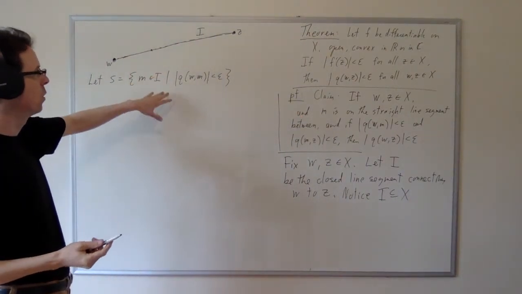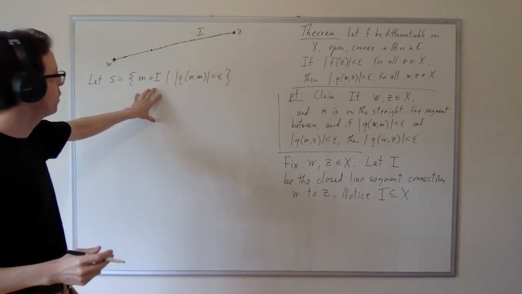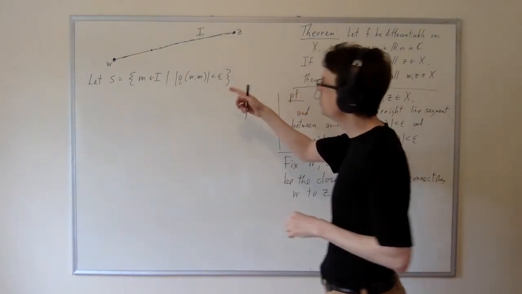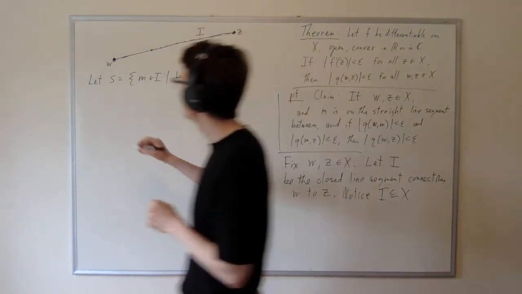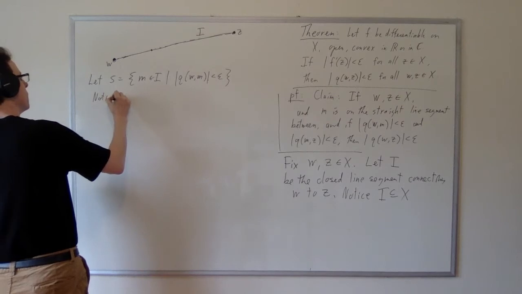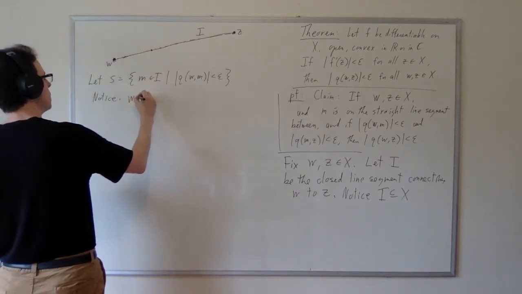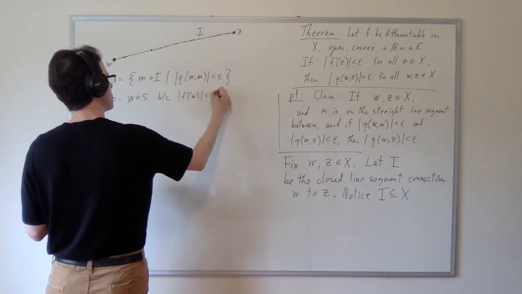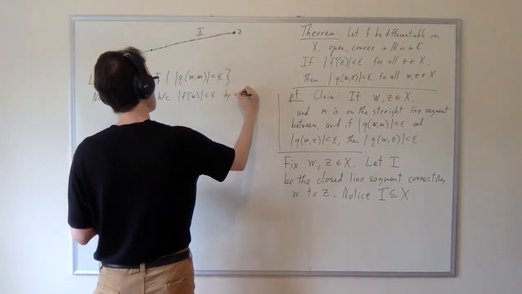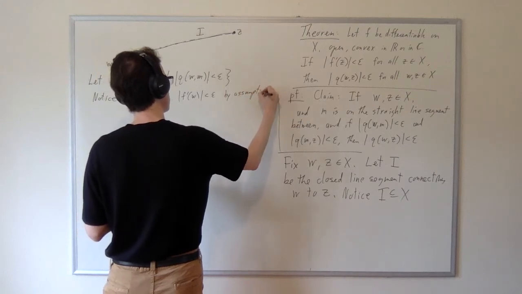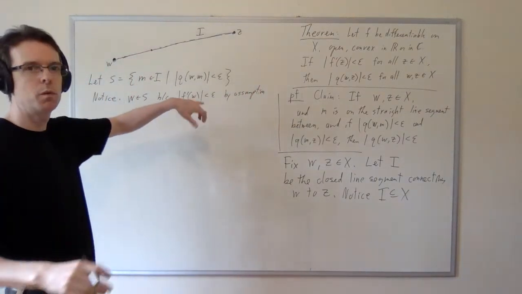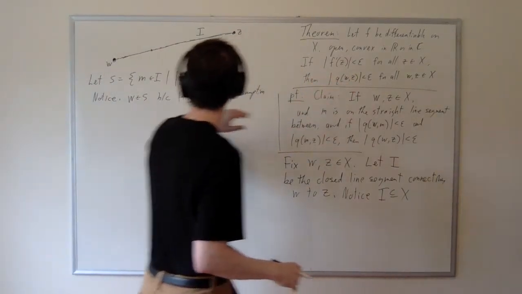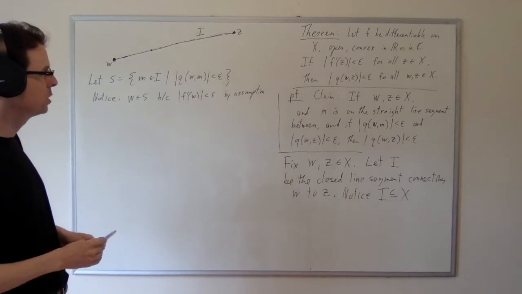This could be empty for all we know. But in fact, we know that we can conclude that this is not empty by using the fact that W is a possible value for M, right? So notice that W is in S because the modulus of f prime of w is less than epsilon by assumption. And this is one of the possible values of Q, right? Q(W,W) is f prime of w, which is assumed to be less than epsilon. So this set S is non-empty.